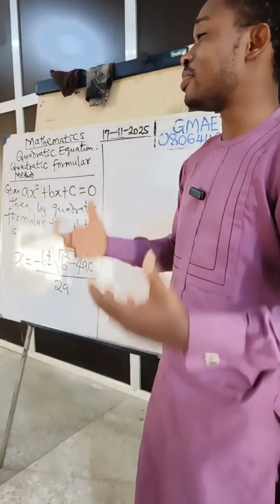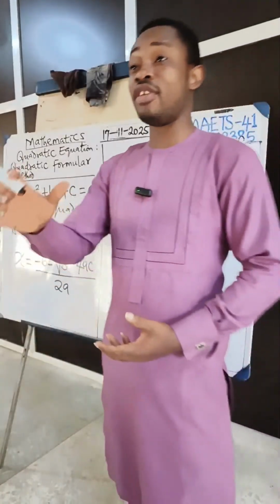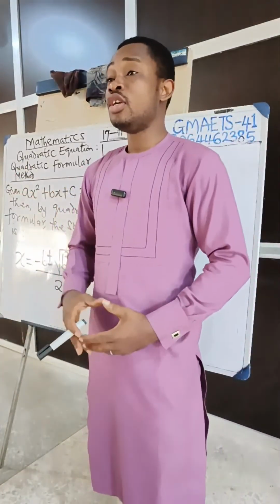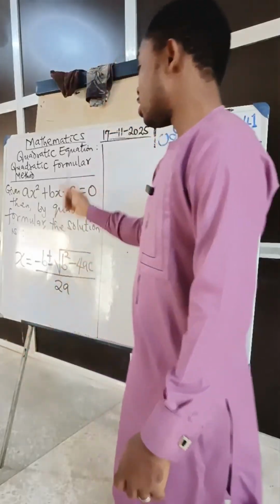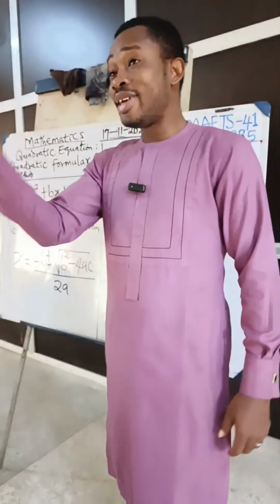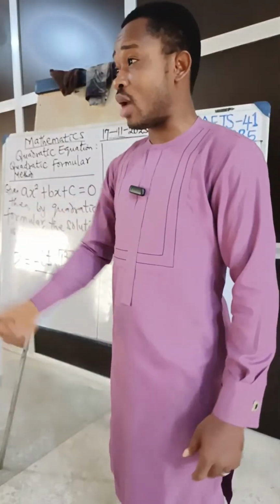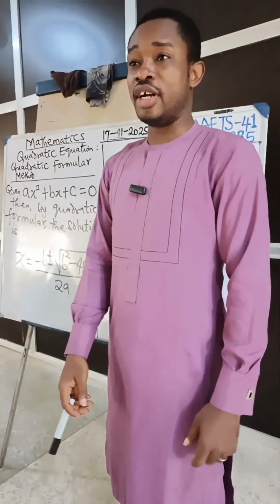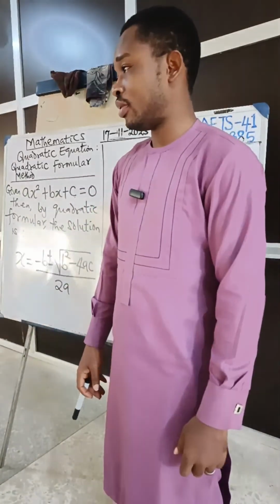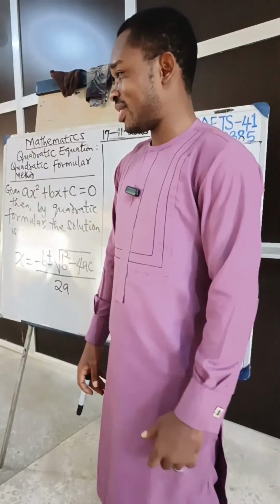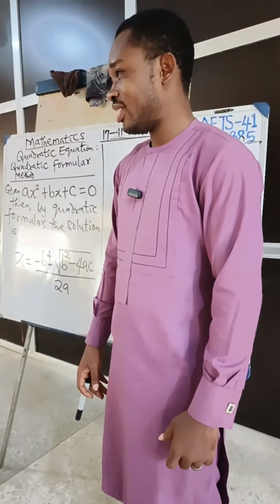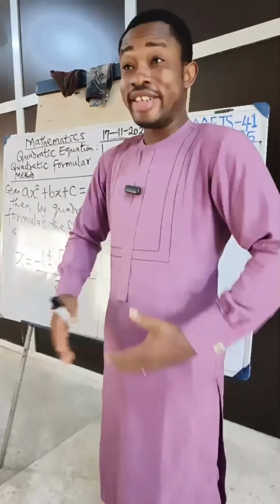So once you have it in your brain, once you've memorized it, and you are given any quadratic equation to solve using the quadratic formula, all you need to do is go to the question, get your a, b, c, come here and fix them in, and then simplify. Do you understand that?